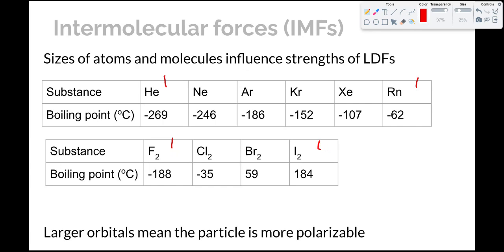Why is that happening? Because the larger orbitals in these bigger atoms and molecules allow the electron cloud to become more lopsided or more polarizable. Because they're bigger, if the electrons all get shifted to one side, that's a bigger difference than if they just get shifted to the side of a small atom or molecule. And that leads to larger dispersion forces. Larger dispersion forces mean it's harder to pull the atoms away from each other or the molecules away from each other, and that leads to higher boiling points.